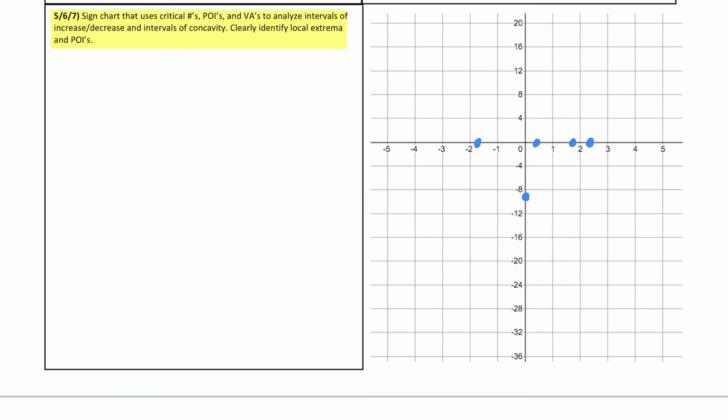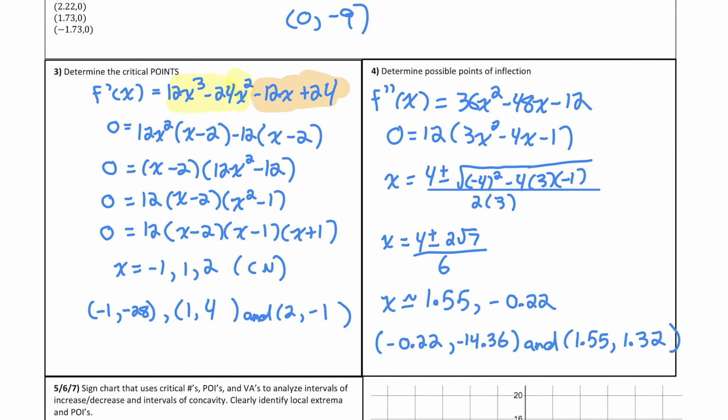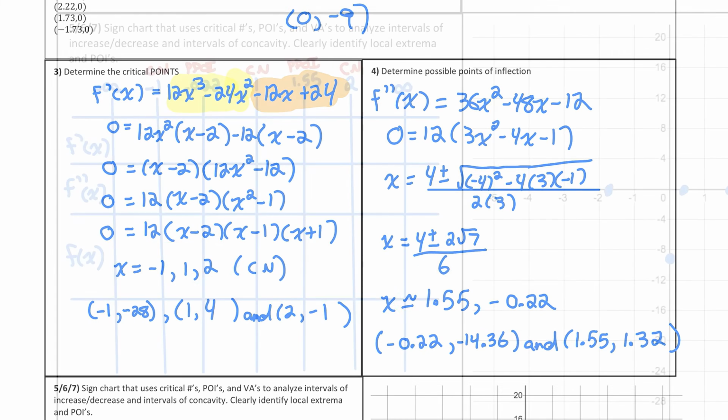Step 5, 6, and 7, I need to make a chart that uses my critical numbers, points of inflection, and vertical asymptotes to analyze the intervals of increase, decrease, and concavity, and then I'll make sure to identify the local extrema and points of inflection. So I have 3 critical numbers and 2 possible points of inflection. So I will use those 5 numbers as my dividing points to create my intervals.